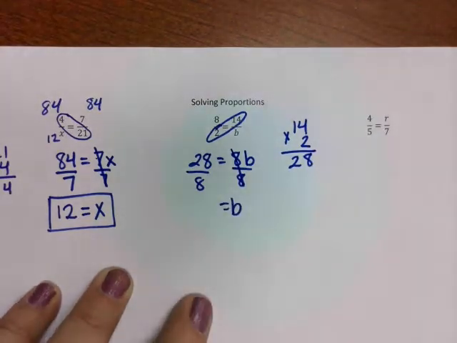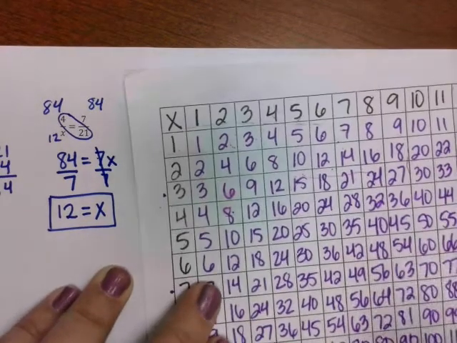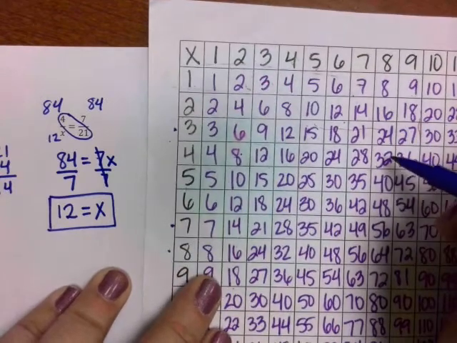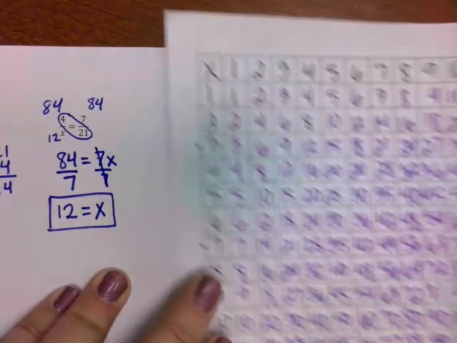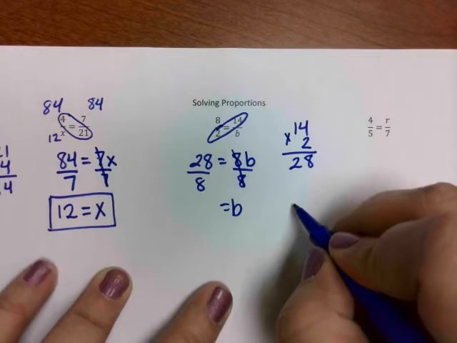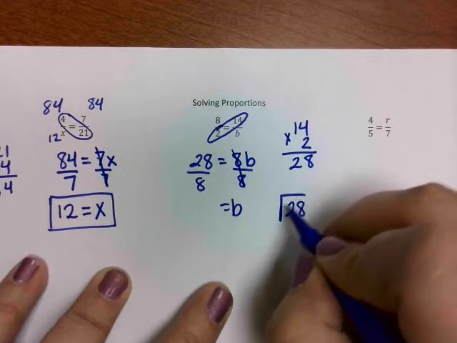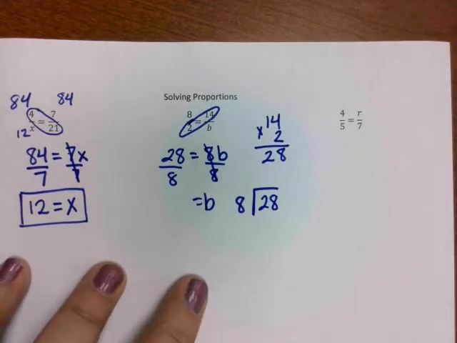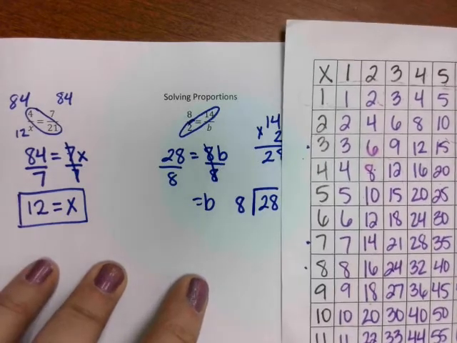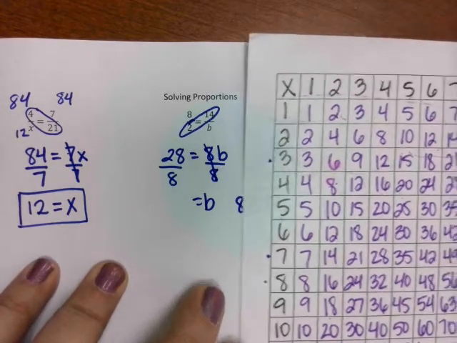So that one, if I go to my 8 column, I'm not going to find 28 exactly. It's going to be a little bit too big or a little bit too small. So we actually have to do this division out. So I'm going to do 28 divided by 8 and do the division like normal. So I'm going to go to my 8 column. I'm looking for 28 without going over.